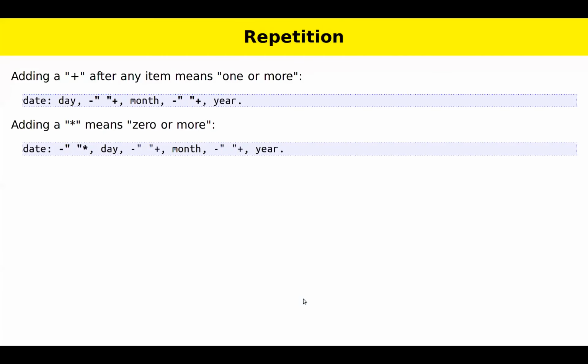All right, so now we get to repetition. So you can place a plus sign after any item to mean one or more. So for instance, if we want to allow more than one space between the day, the month, and the year, then we just add a plus after the space. You can use a star to mean 0 or more. So for instance, in that second line there, the second example, that says a date can begin with 0 or more spaces, then the day, then 1 or more spaces in the month, and then 1 or more spaces and the year.